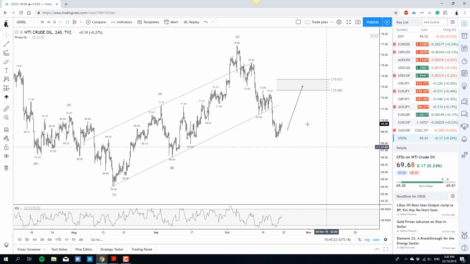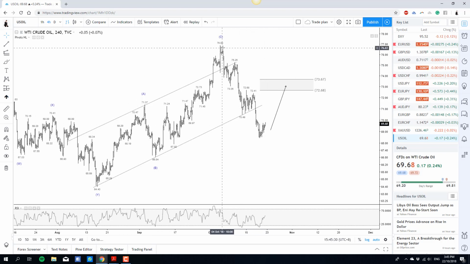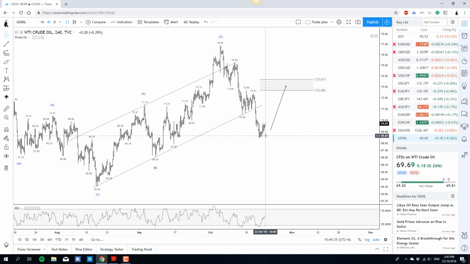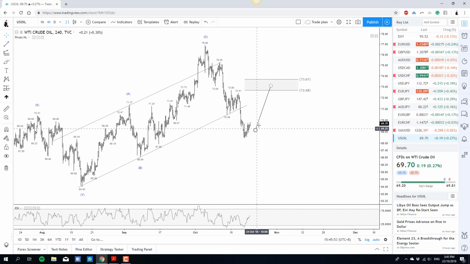Right, next is oil. We are seeing a very nice impulse move lower here. Okay, this impulse move might be a five-wave structure, 1, 2, 3, 4, 5, which means this potentially can be our A move, and therefore we expect a 3-wave correction potential towards the 72.68 or 73.67 area, right, which nicely coincides with our internal wave 4, and from there we expect a move lower.